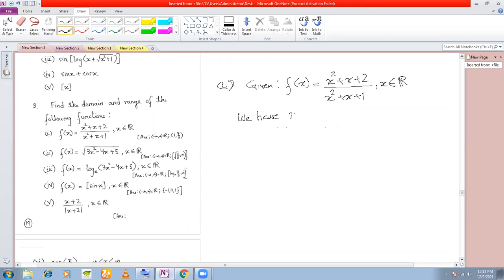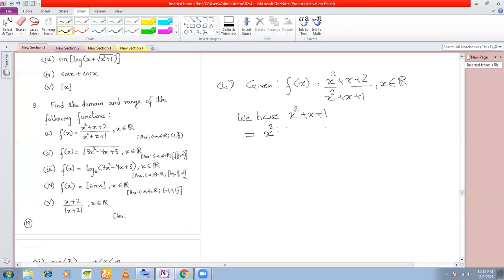Let's check. We have x square plus x plus 1. Can this be equal to 0? That is the question here, right? Now see, I will show that this is always positive. You cannot actually factorize x square plus x plus 1, right? So I will show that this is always positive and can never be equal to 0.